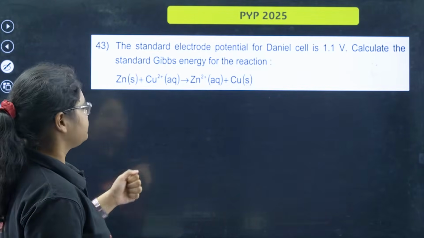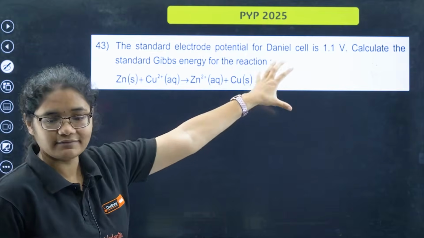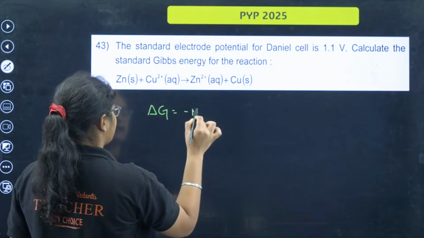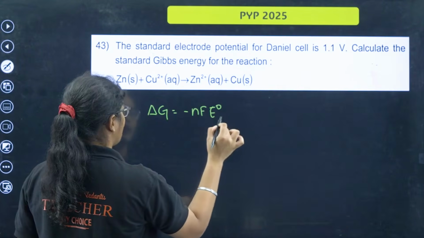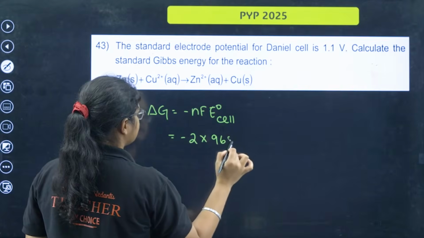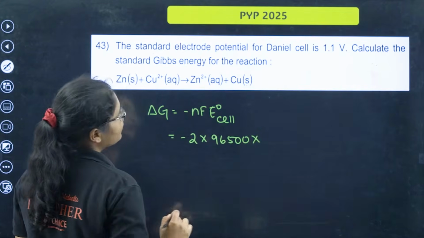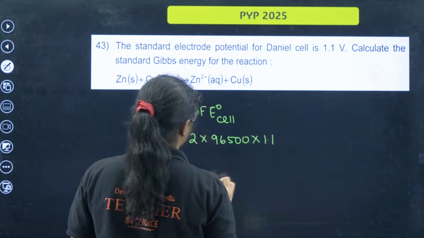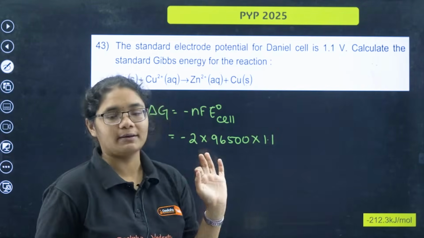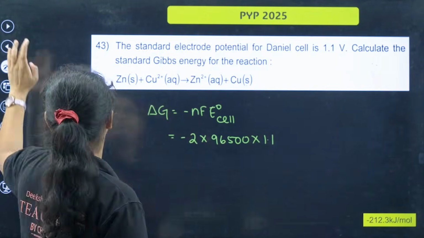Okay. So PYP 2025, this is a very simple question. What is the formula of delta G? Delta G is minus nF E naught of the cell, minus 2 into 96500 into E naught of the cell, which is 1.1 volt, right? So if I solve this, you will get around minus 212.3 kilojoule per mole.